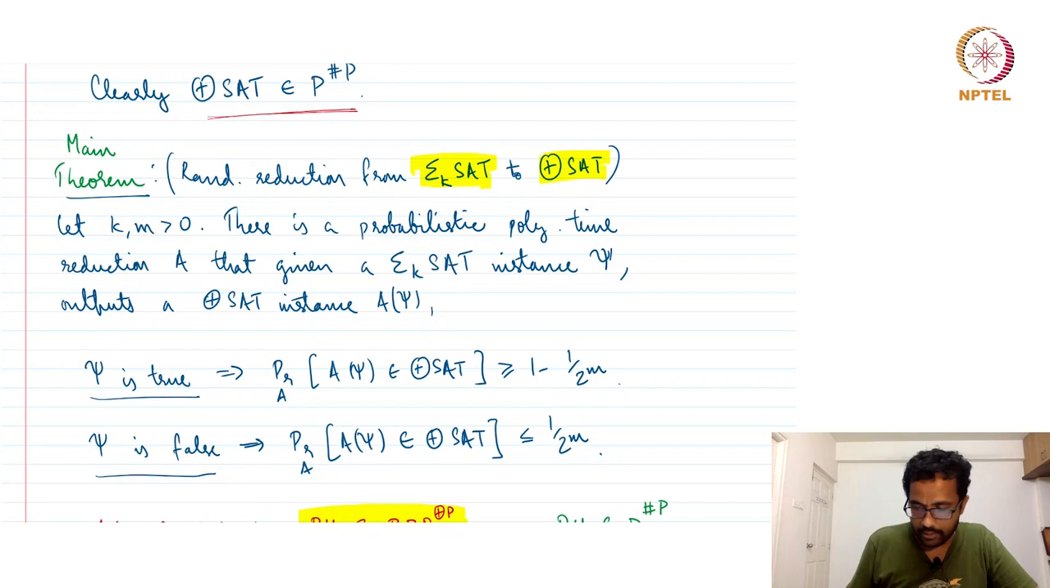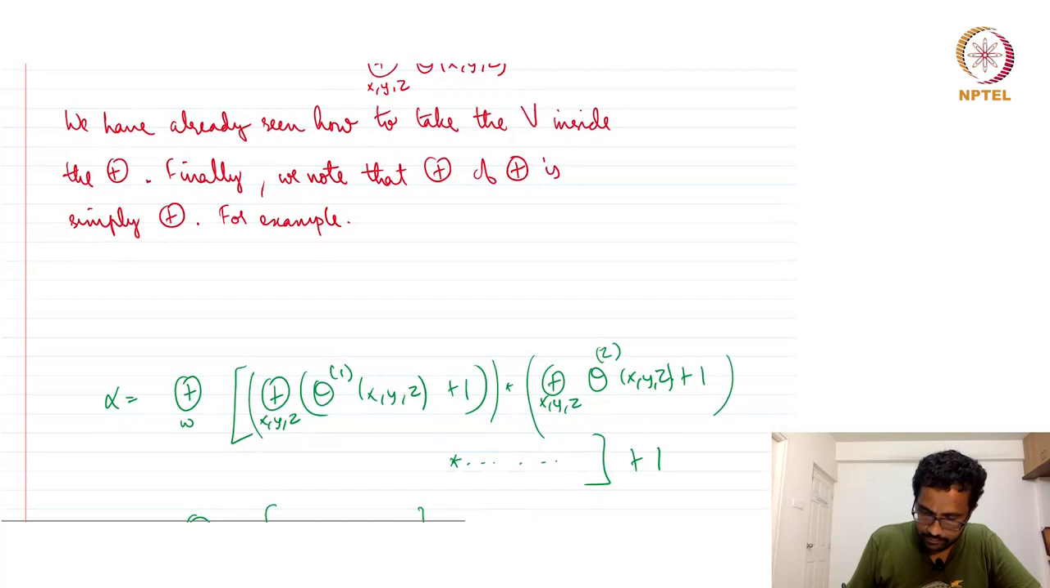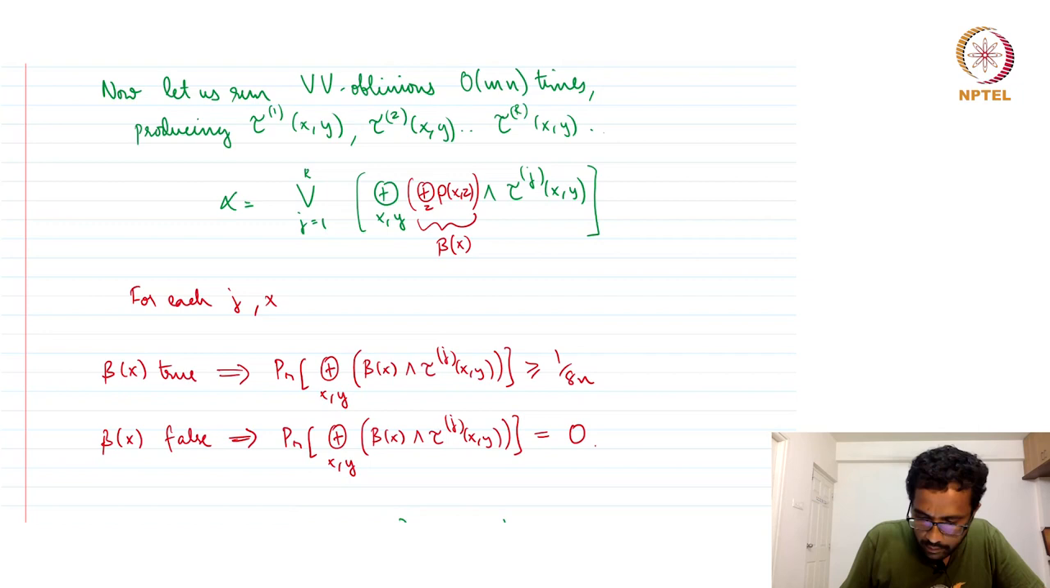If psi is true, the probability that alpha is a yes instance of parity set is 1 minus 1 by 2 power m, and if psi is false, the probability that it is a yes instance is 1 divided by 2 power m. Now the final small thing that I wanted to mention is that alpha is this formula, right? It's an or of many parity set instances and with tau j. So the only thing to note is that alpha itself is a parity set instance.